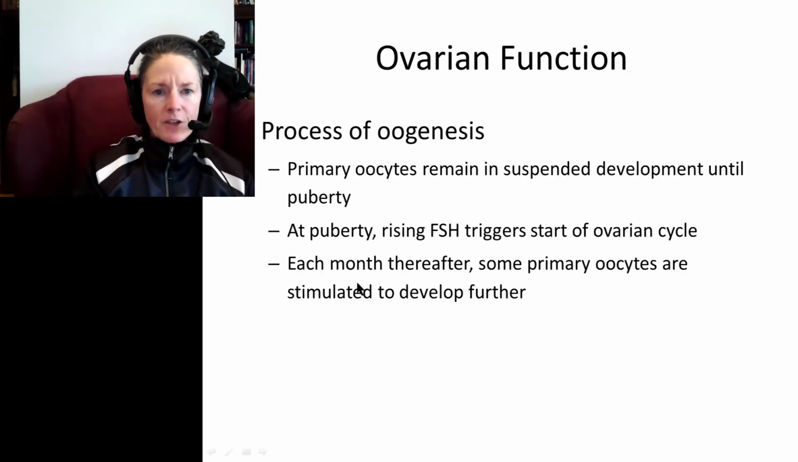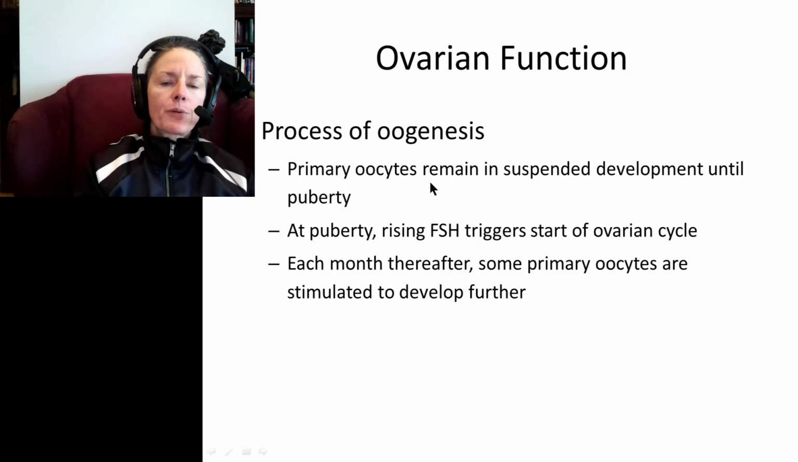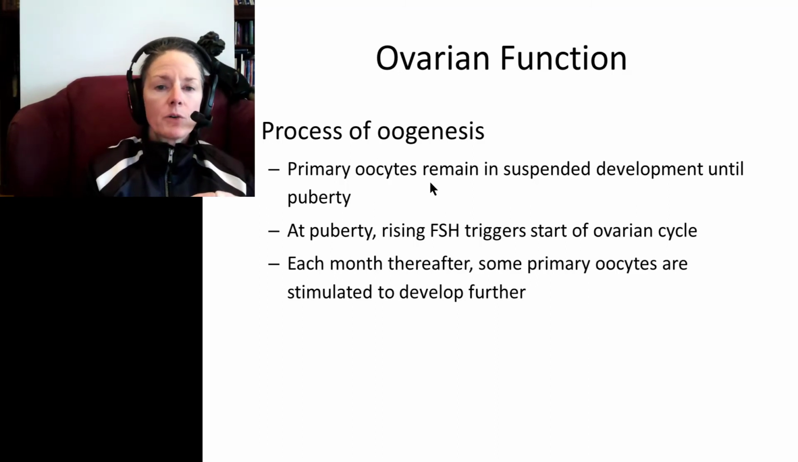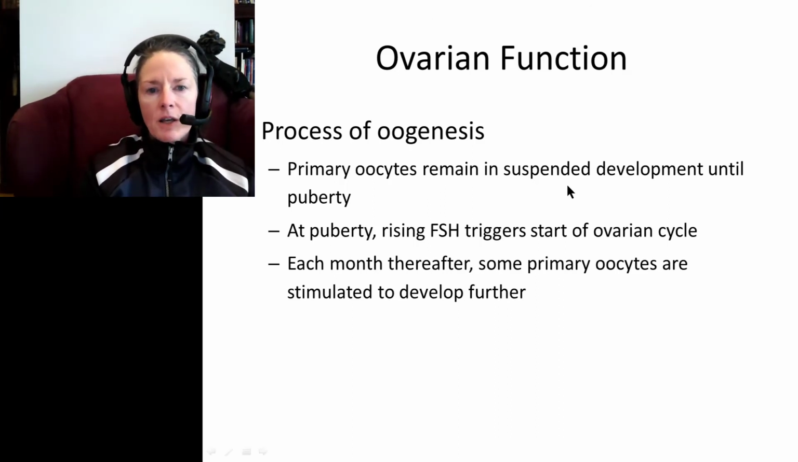So, as we've said, we have the creation of the primary oocytes in utero. And then those oocytes will remain in suspended animation until puberty. And then we have the actual maturation of an oocyte once a cycle. So basically at puberty, follicle stimulating hormone is going to rise, and that's going to start the ovarian cycle.